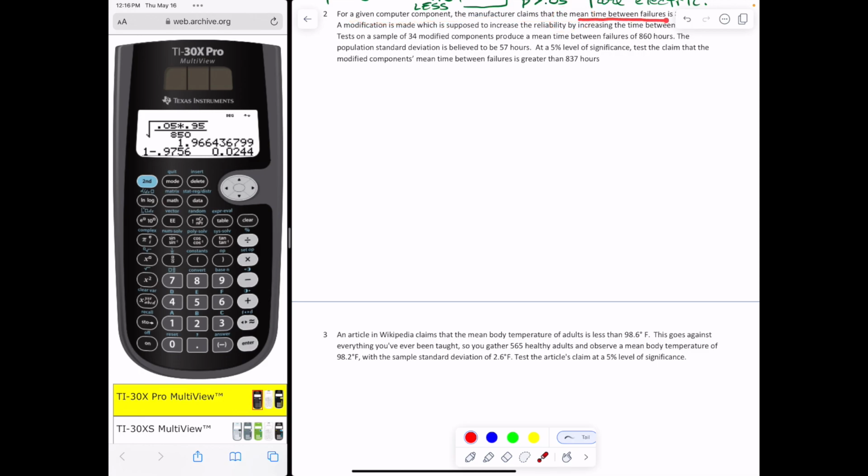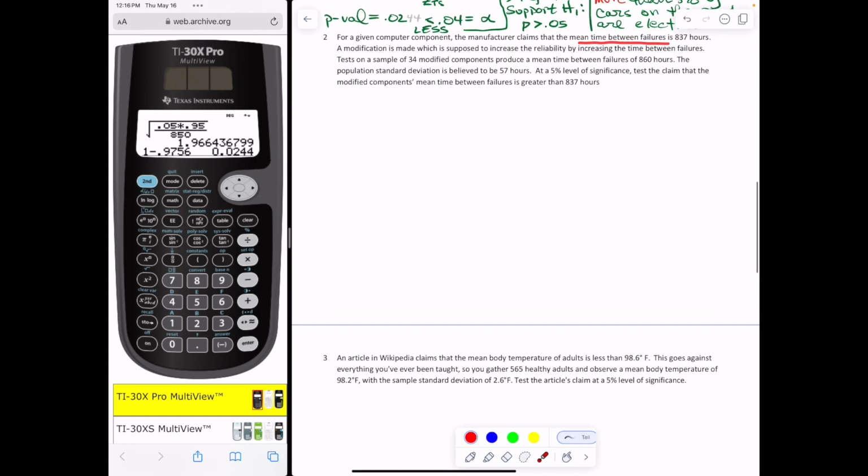The mean time between failures is 837 hours. That's a claim. It's not based on data. A modification is made which is supposed to increase the reliability by increasing the time between failures. Tests on 34 modified components. Let's go ahead and make that note. N is 34. Produce a mean time between failures of 860 hours. That's a sample mean.